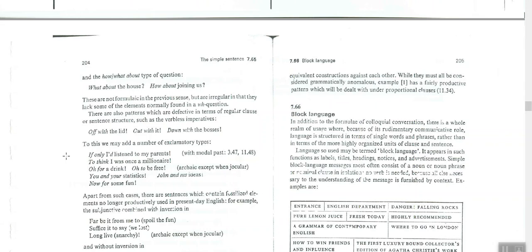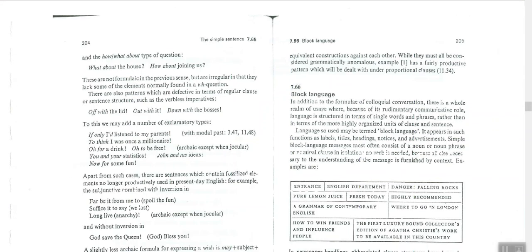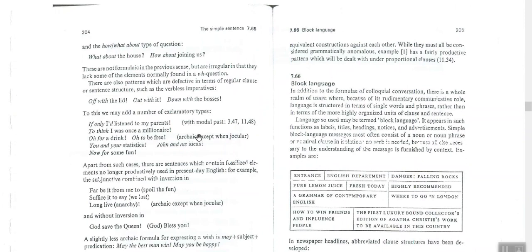Down with the noise. Down with the pauses. It means stop the noise, stop the pauses. Okay? So here it is what? This is an exception. This is a verbless imperative. Verbless imperatives. You see? They are defective in terms of regular clause structure, because it is something irregular. But these are exceptions.